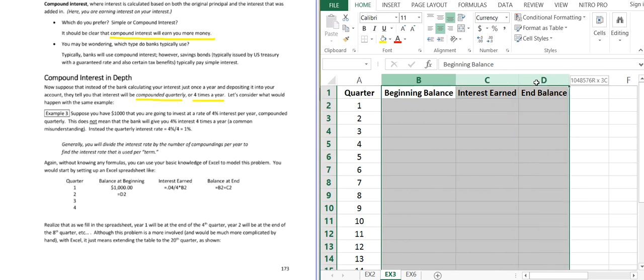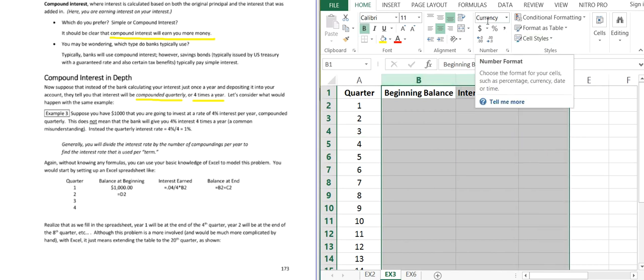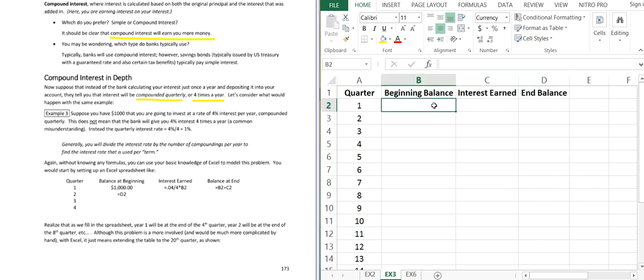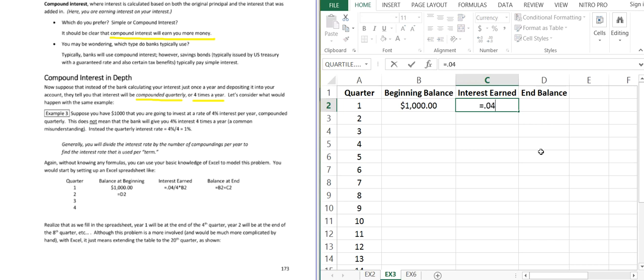You can highlight the columns that are going to have money in them and change it to currency. Sometimes it's just easier to look at. So let's start with our beginning balance of 1,000. Now here's what you have to remember, and by far it's the easiest thing to forget. You're reading the problem and you see that interest is 4%, so I'm going to go 0.04 times my beginning balance.